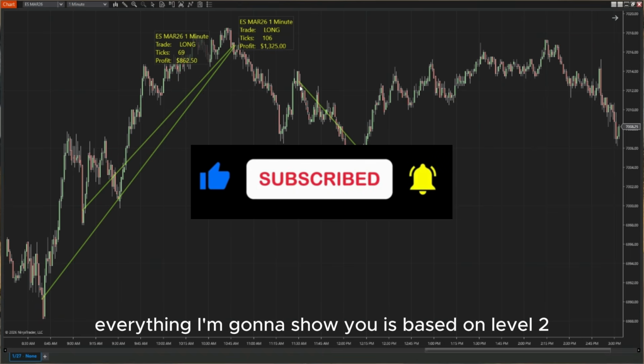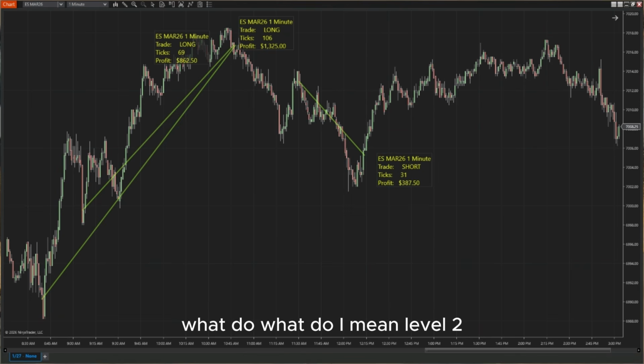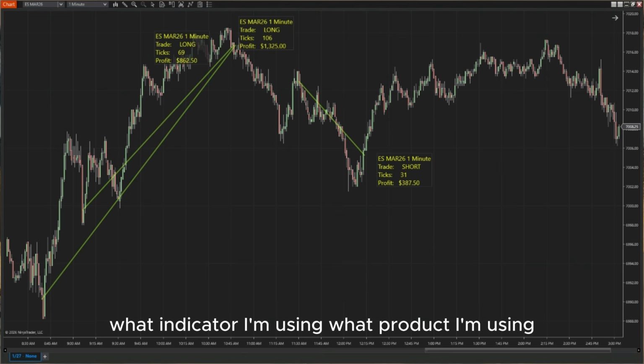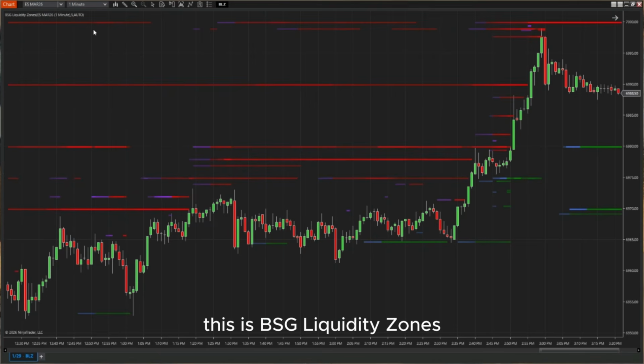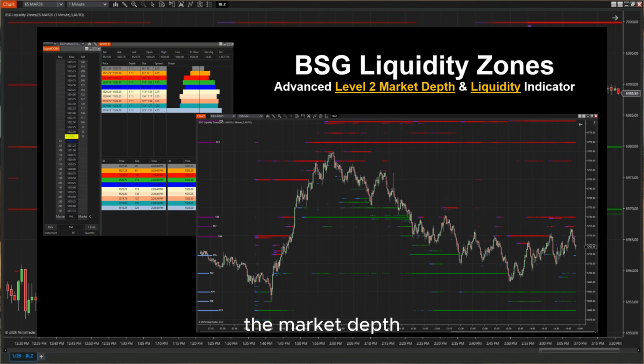Here, everything I'm going to show you is based on level 2. What do I mean by level 2? Let me show you the screen, what indicator I'm using, what product I'm using. This is BSG Liquidity Zones. The lines you see here are from level 2 order flow, the market depth.